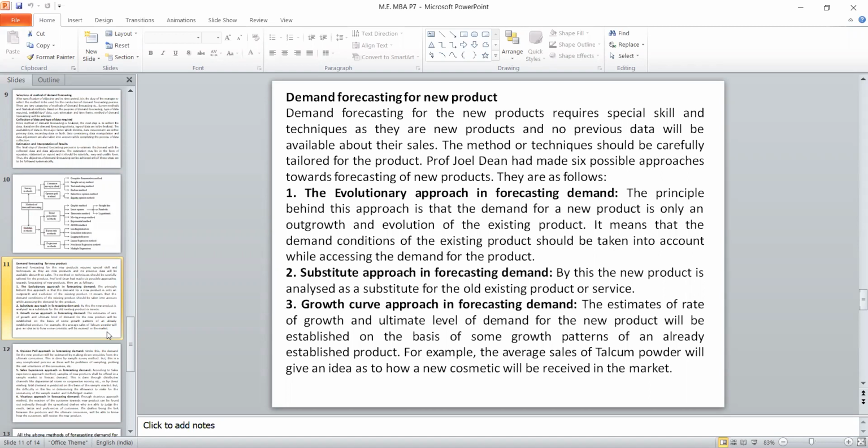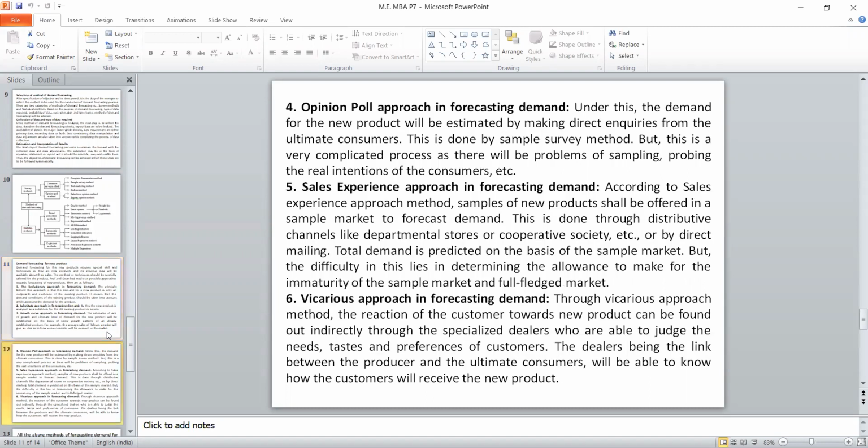The third one is the growth curve approach. This particular approach, normally all the firms are using. For example, if you introduce a new talcum powder, what is the actual thing? You can see the curve of the other existing product, and based on combining that, take the average, and draw one curve. Sometimes it may show what the defects of the existing product are and what the advantages are, we can compare and make the new product reach that. So that particular data will be entered in a graph and we have to estimate the sales.